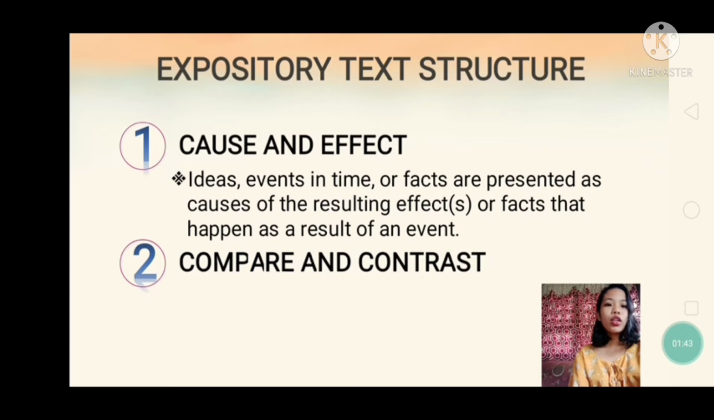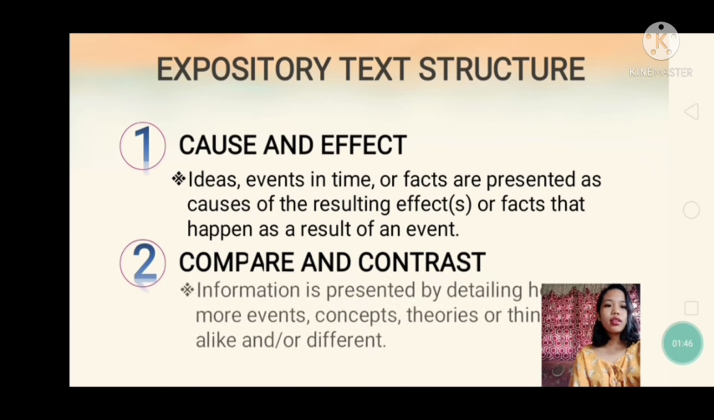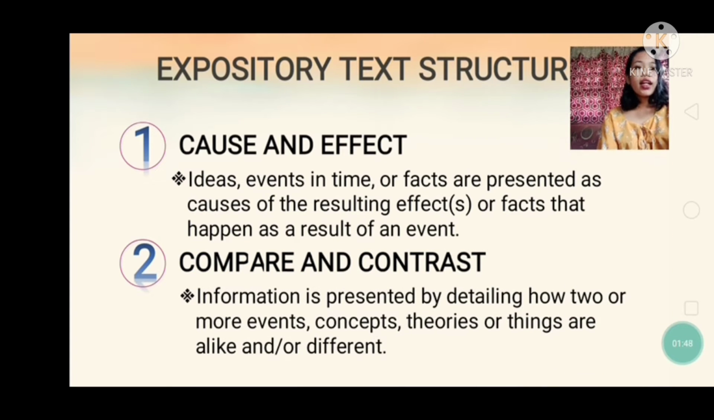Number 2, compare and contrast. Information is presented by detailing how two or more events, concepts, theories, or things are alike and or different. The example here is the Venn diagram. For example, you are going to compare and contrast history and literature. In the Venn diagram, we have the differences of history and literature and their similarities.